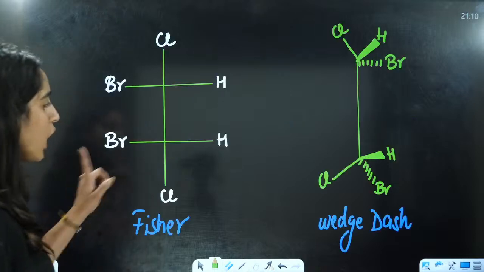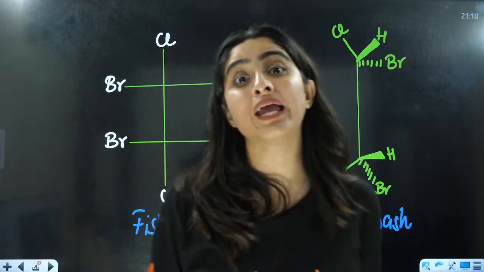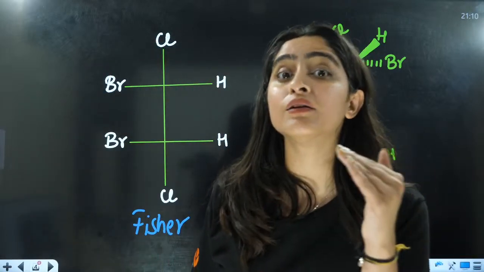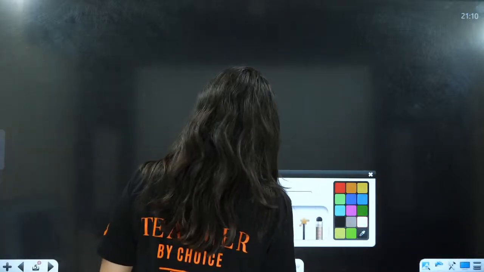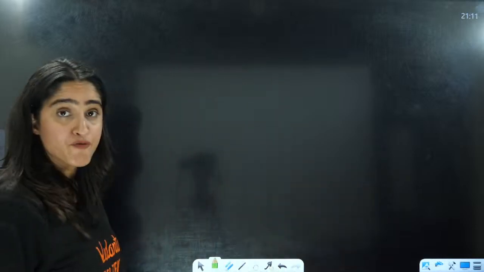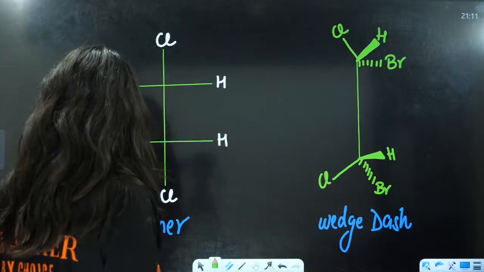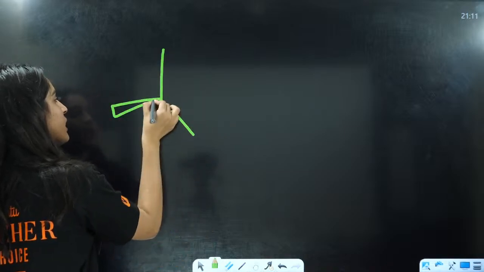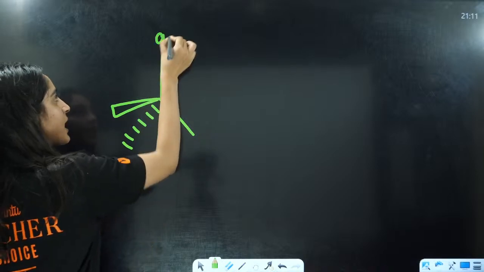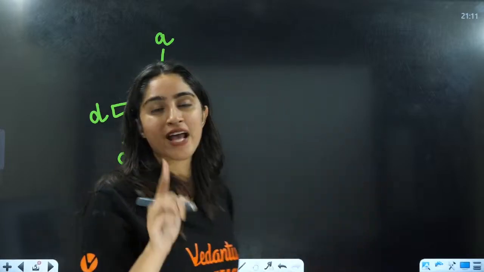Now the next thing is wedge dash projection. The main thing here is how to convert something into wedge dash projection. Everyone here, see this very carefully. How to convert something into wedge dash projections. Very important. For example, you have something like this. This is A, this is B, this is C and this is D. Convert this into wedge dash.